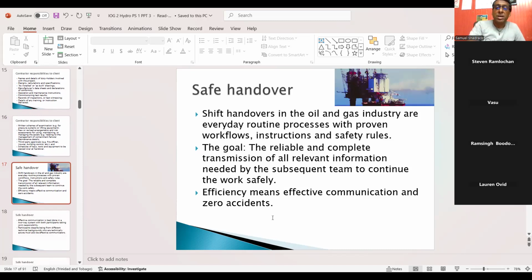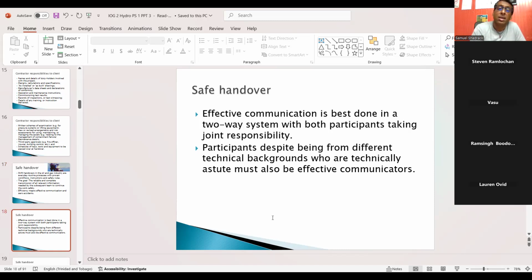So safe shift handovers in the oil and gas industry are everyday routine processes with proven workflows, instructions, and safety rules. The goal is the reliable and complete transmission of all relevant information needed by the subsequent team to continue working safely, right? Efficiency means effective communication and zero accidents.